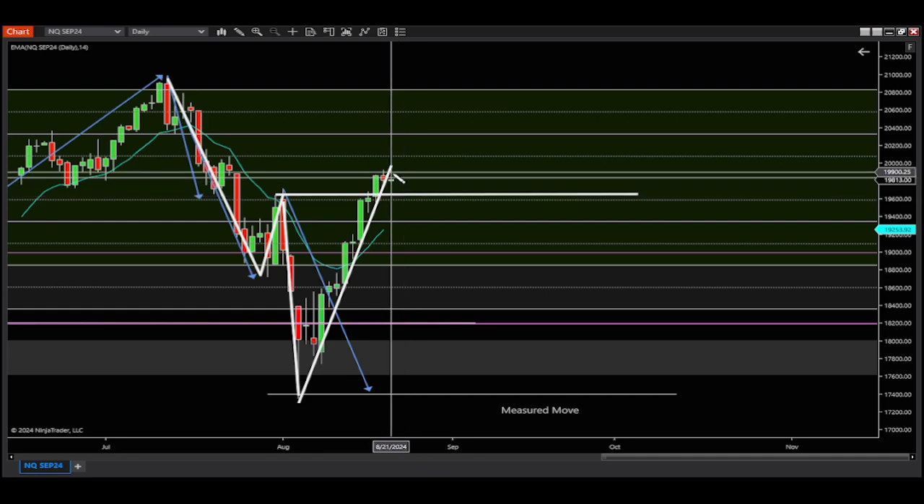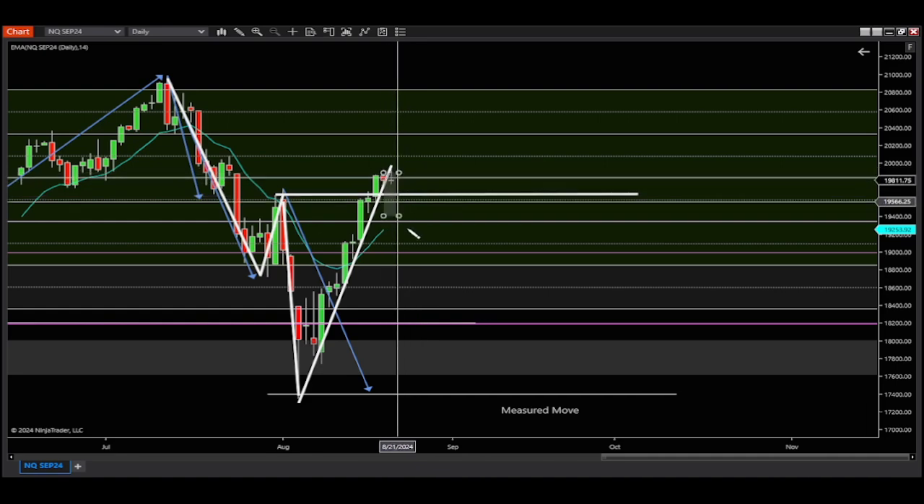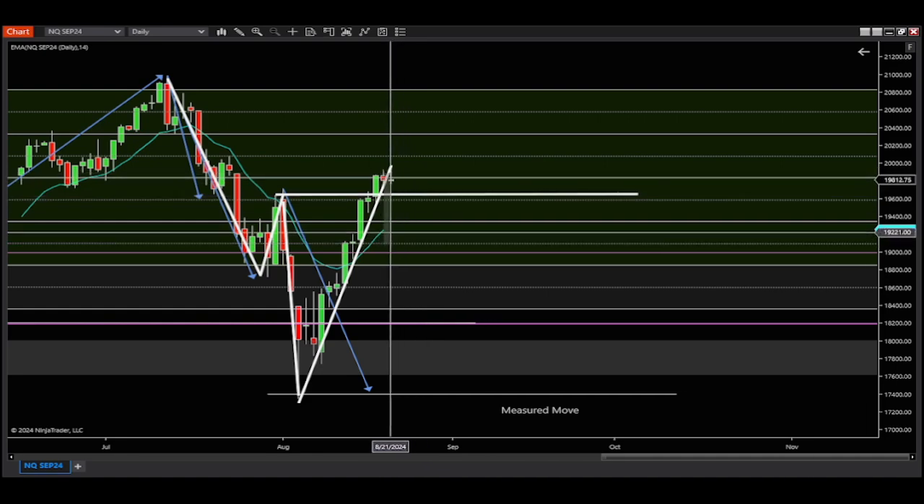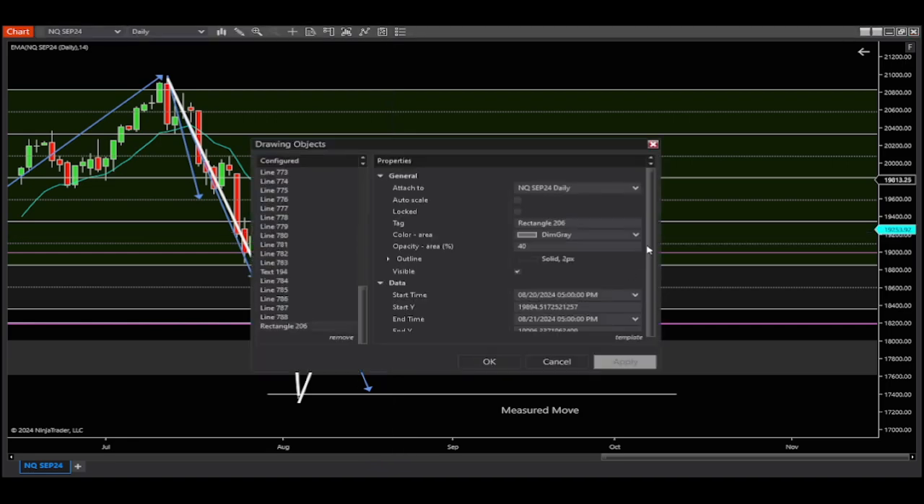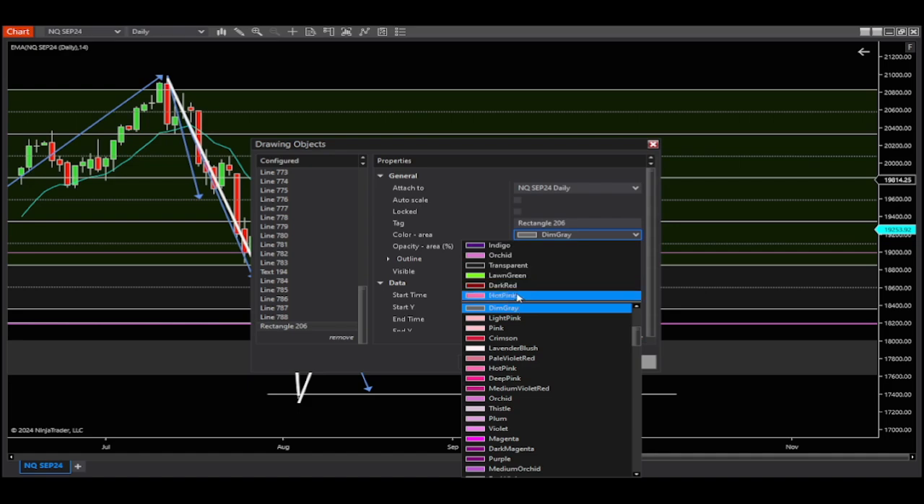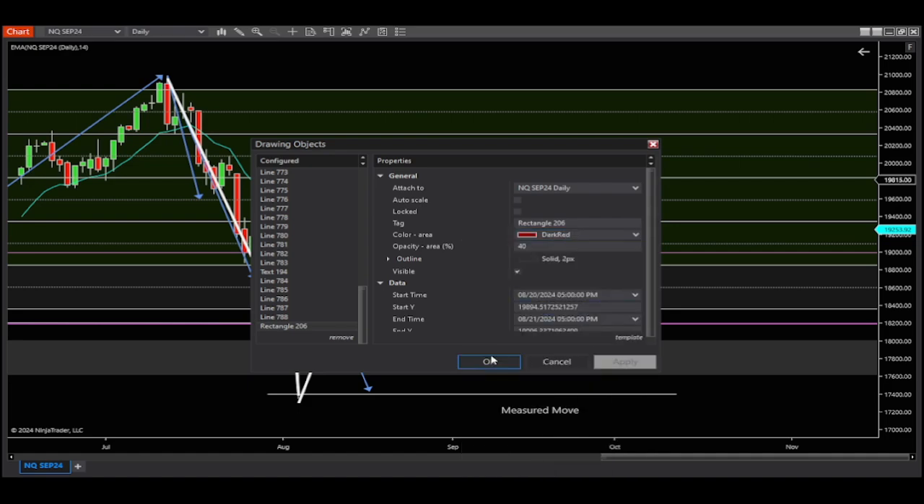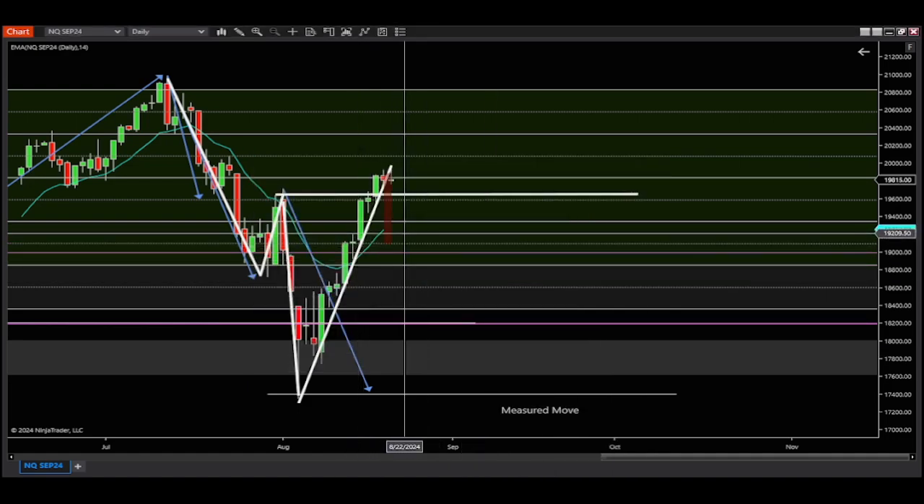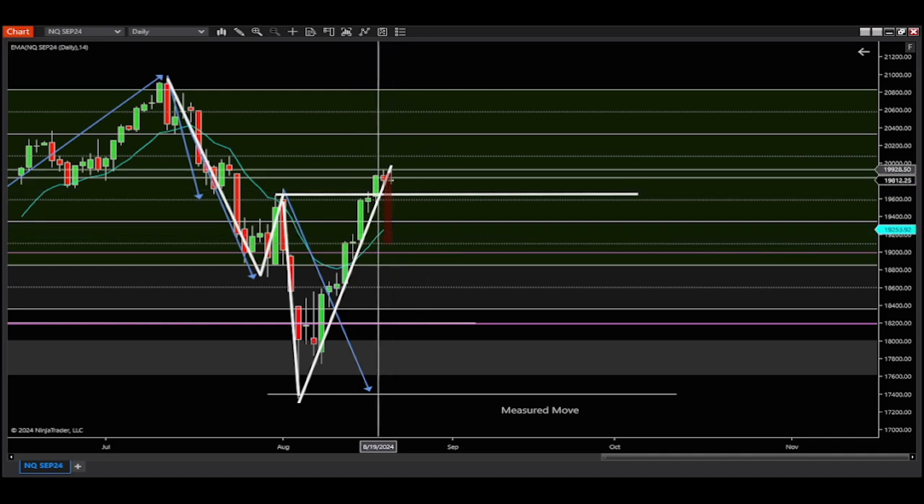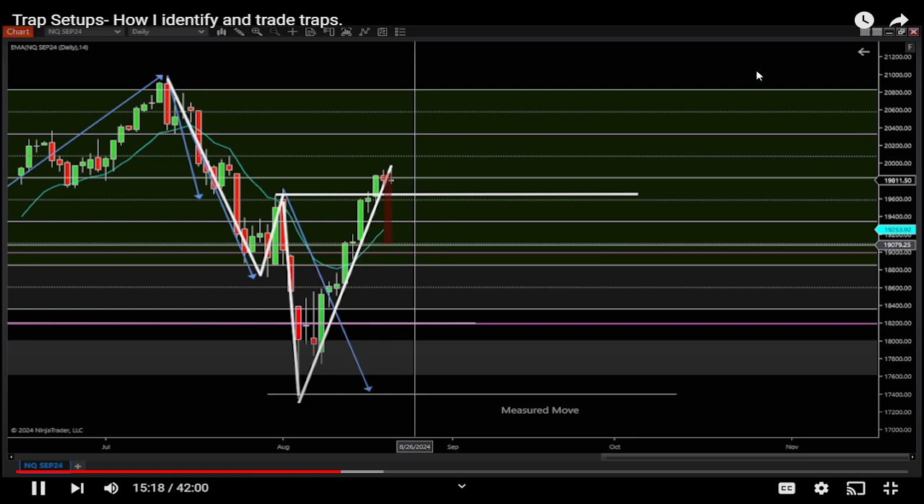confirmed and get an entry, we're going to need a candle that closes below, a red candle that is going to close below the EMA. A strong bearish candle closing below the EMA, right? We're not going to get it all in one. Maybe we'll get it today all in one.